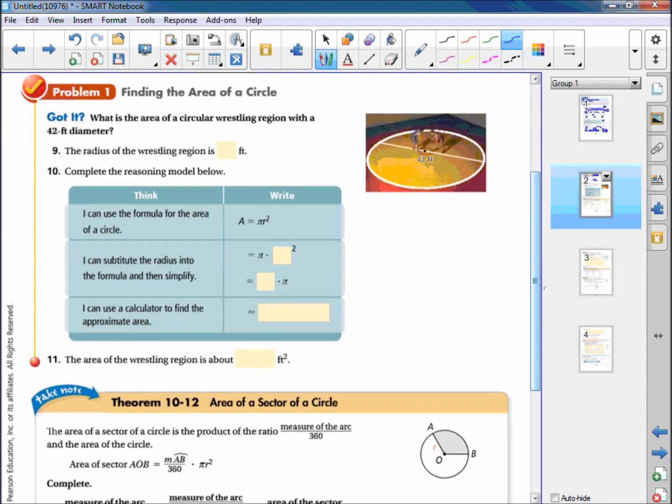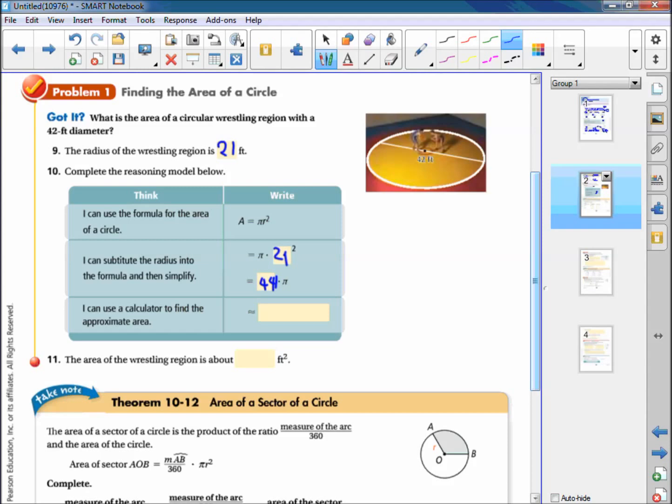All right, so what is the area of the circular wrestling region with a diameter of 42 feet? So the radius of the wrestling region is 21 feet, half of the diameter. Complete the reasoning model below. I can use the formula for area of a circle, pi r squared, and I can substitute the radius into the formula and then simplify. So this is going to be 21 in this case. And 21 squared will give me 441 pi.